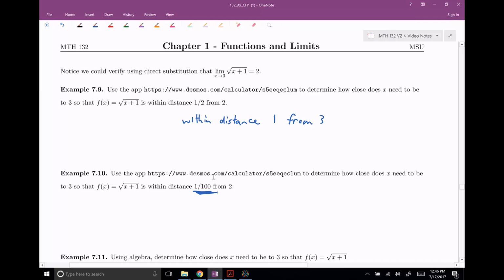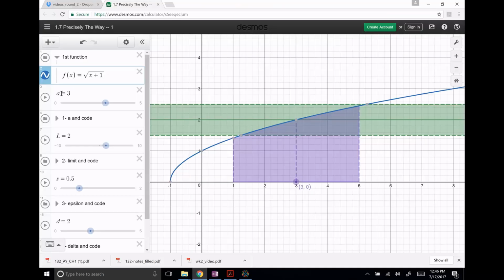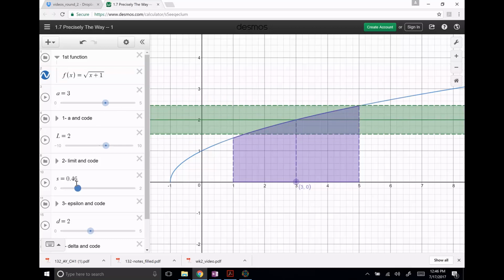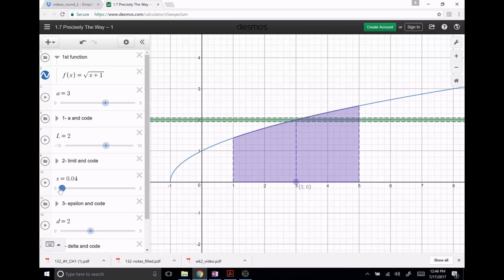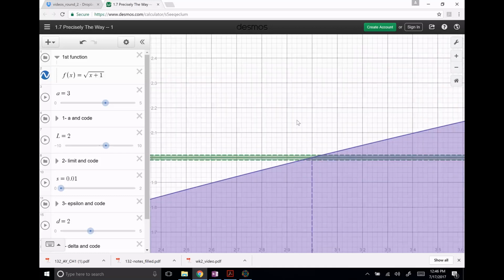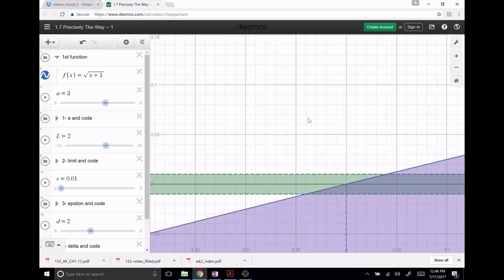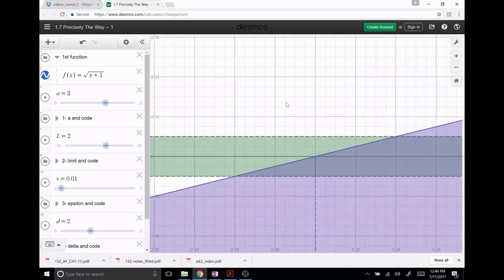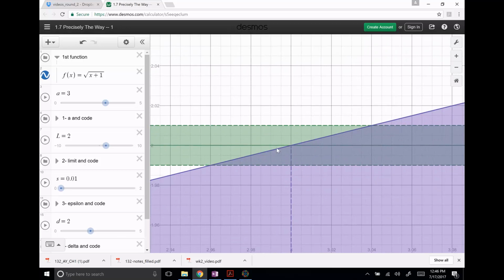So let's go back to this app, the same one here. Oops, right over here. And now I'm going to change this bandwidth here. And I'm going to bring it down to 1/100th. Let's see if I can get it. There we go. 1/100th, very close indeed. So I'm going to go ahead and zoom in a bunch. So we want to make sure that we can keep our function within 1/100th away from its supposed limit 2.